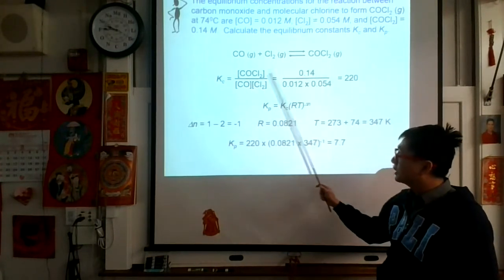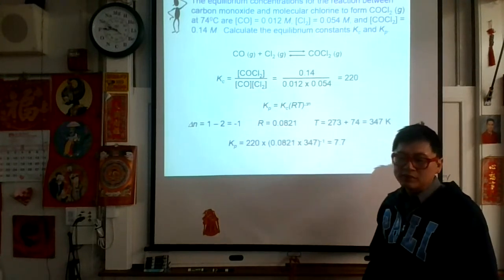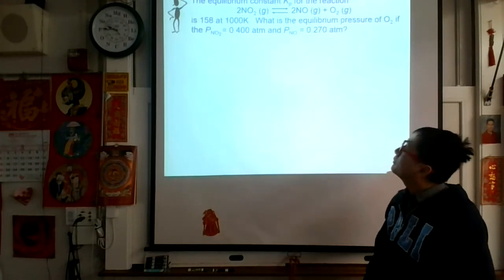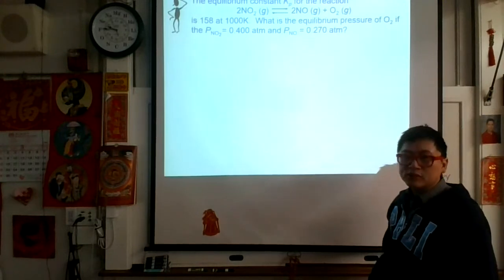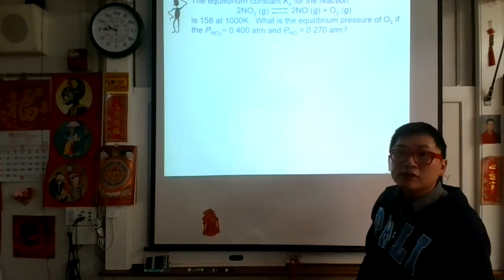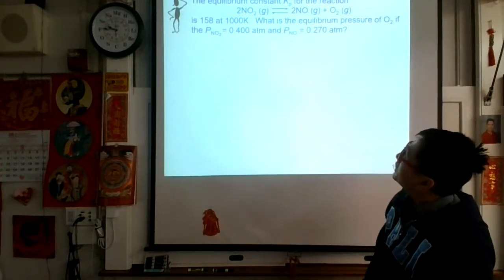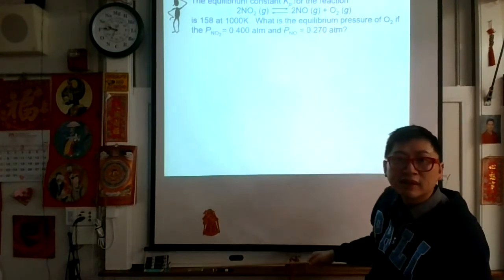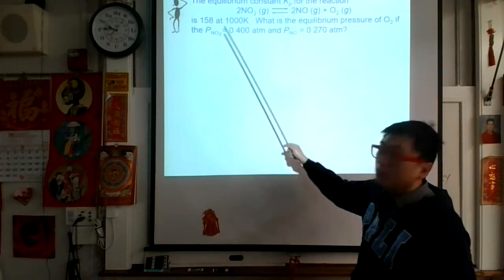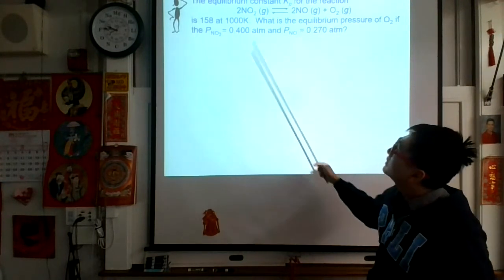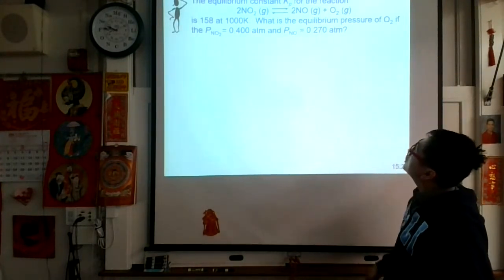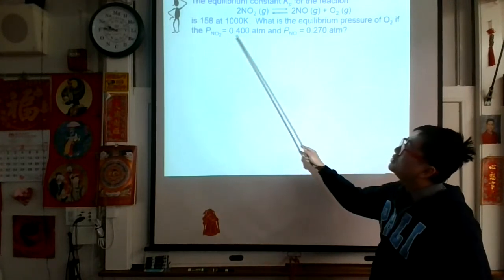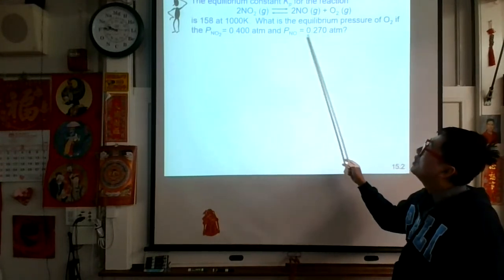Those are the main equations for the chapter. Okay, yet another sample question. The equilibrium constant Kp for the reaction 2NO2 makes 2NO and O2 gas is 158 at 1,000 kelvins. What is the equilibrium pressure of O2 when the pressure of NO2 is 0.4 and the pressure of NO is 0.27 atmospheres?